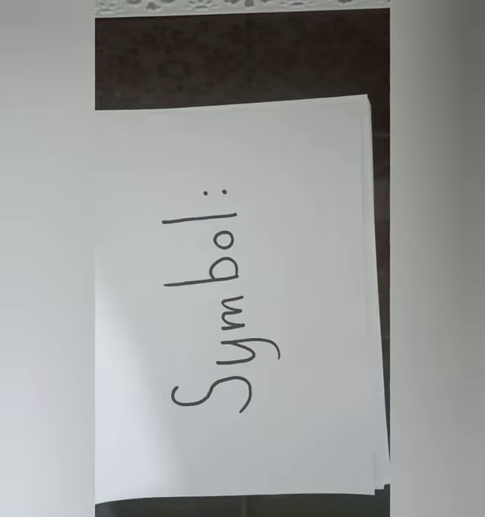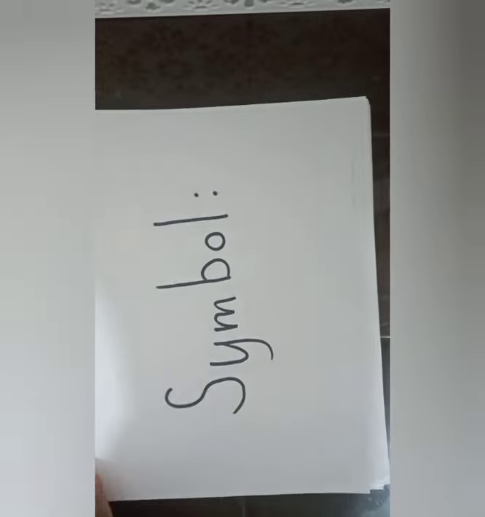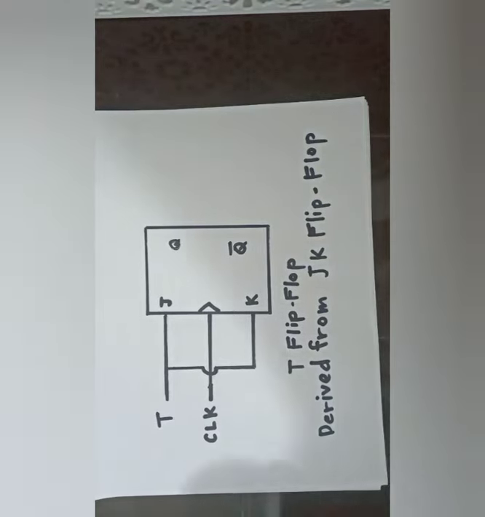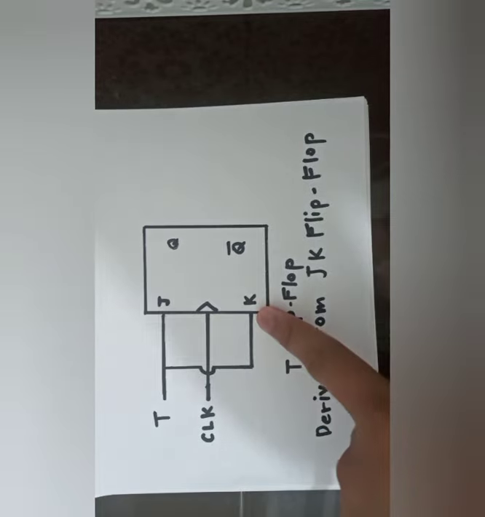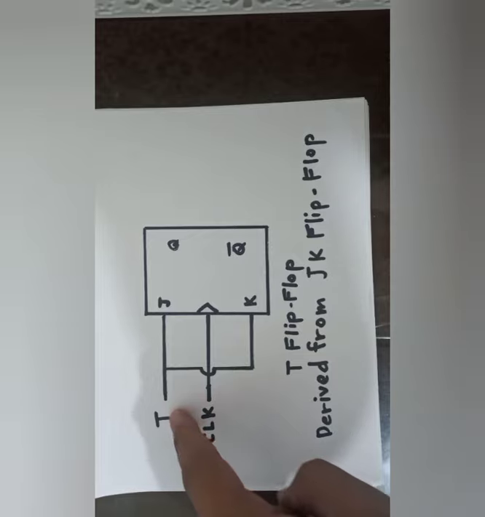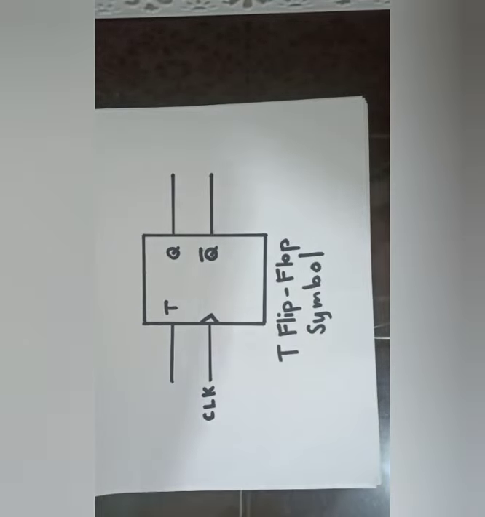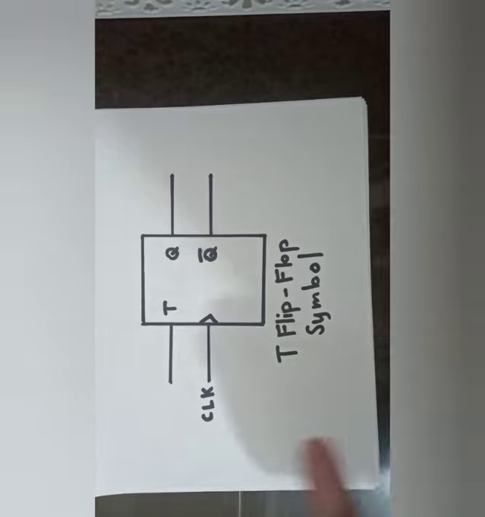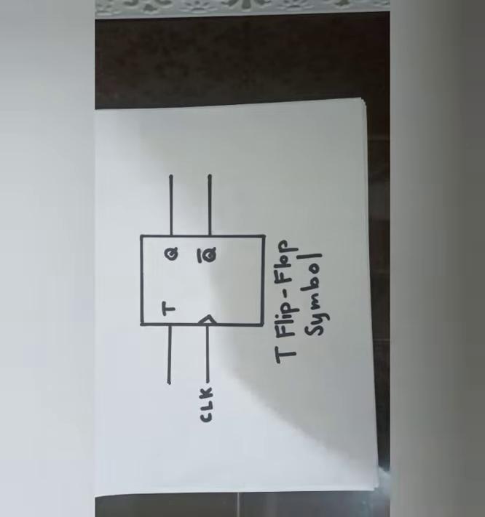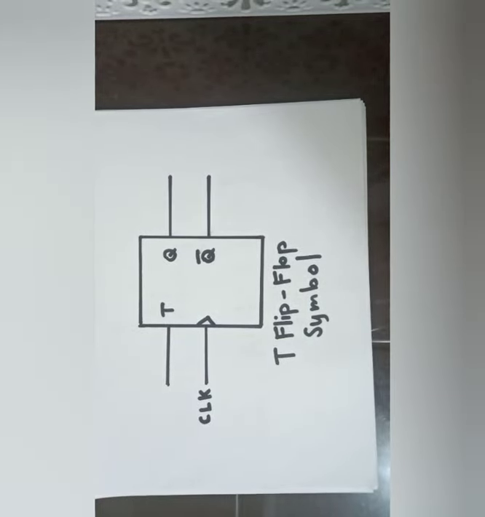Next is the symbol. In our symbol, basically, the T flip-flop is derived from the JK flip-flop. Here we can see that our J input and K input are shorted, which makes it the T or the toggle input. Here is our simplified T flip-flop symbol, where the J and K inputs are replaced with the T input. T input means toggle or toggling, and toggling means changing the next state output to the complement of the present state input.